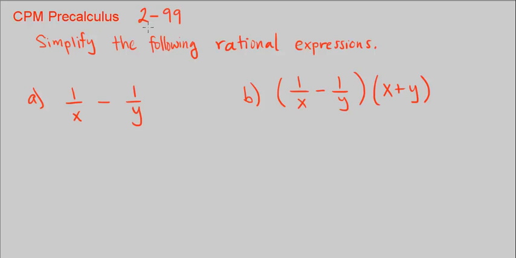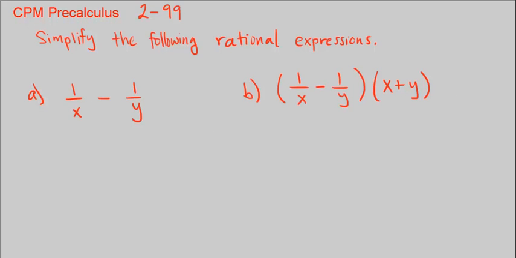This is CPM Precalculus Chapter 2, number 99. So simplify the following rational expressions. Okay, so simplifying means we want to go ahead and combine them and add or subtract these rational expressions. So part A, we're given 1 over x minus 1 over y.